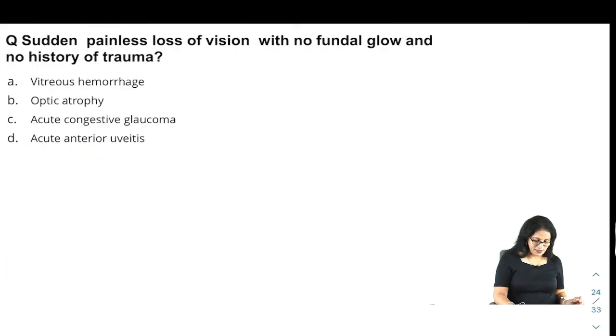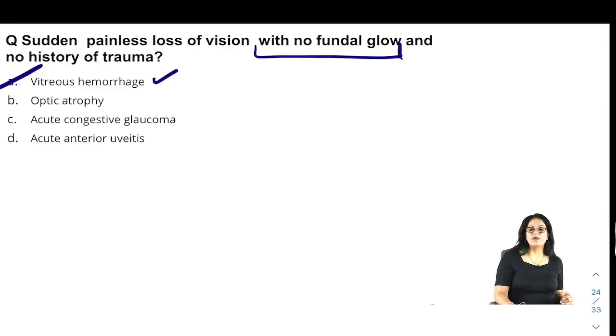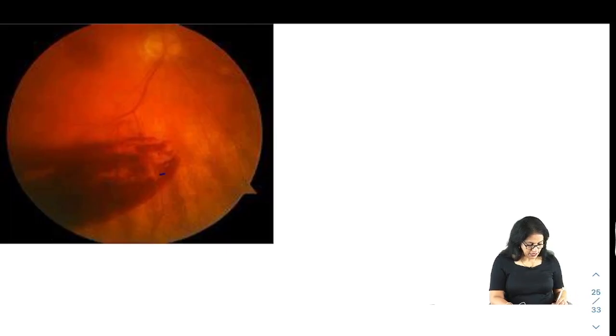Okay. We come to the next one: sudden painless loss of vision with no fundal glow and no history of trauma. So there may not be a history of trauma. There are many other causes, but no fundal glow very strongly suggests it's a vitreous hemorrhage, right? You will get fundal glow in all these three options shown here, right? So we will answer vitreous.